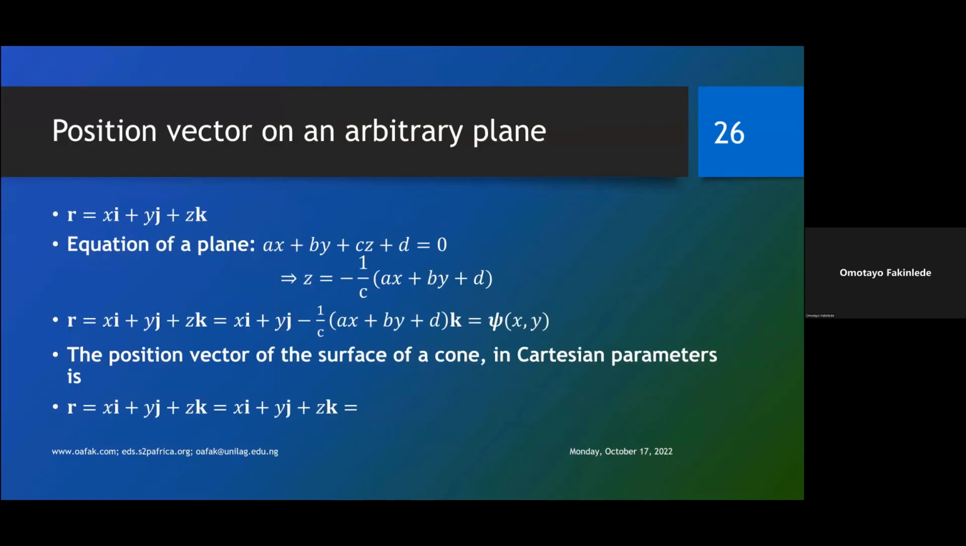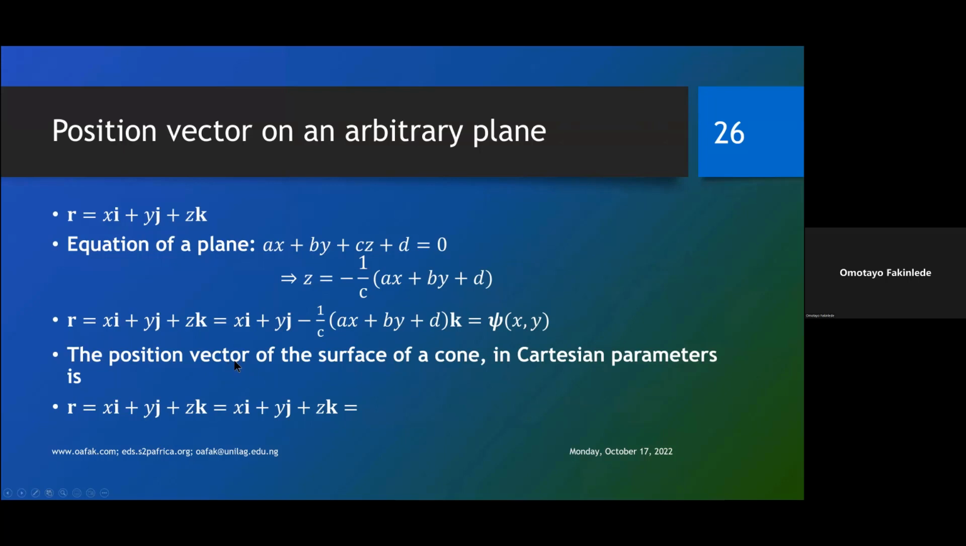And you can get the position vector of an arbitrary plane. Know that the position vector is r equals xi plus yj plus zk. Now, if it is a plane, let us say you keep z constant, and you can express z in terms of x and y. If you substitute, you can see that the position vector is now a function of x and y.